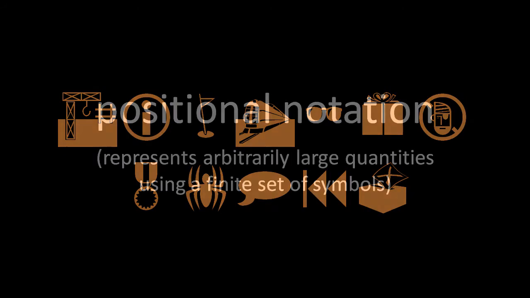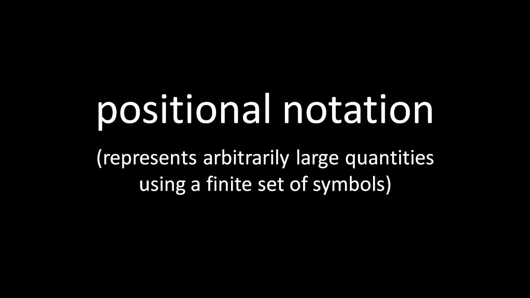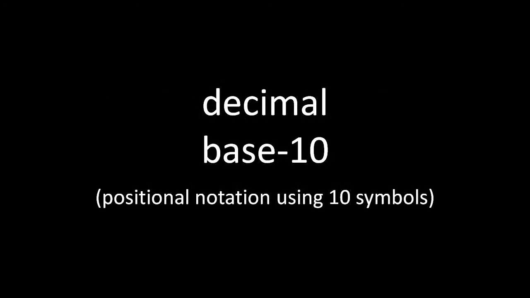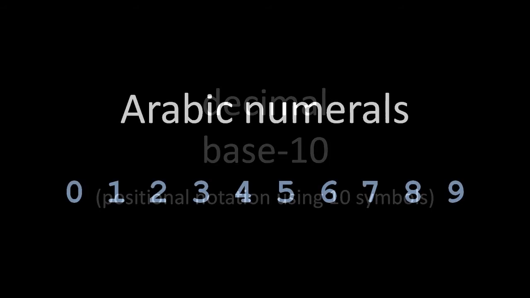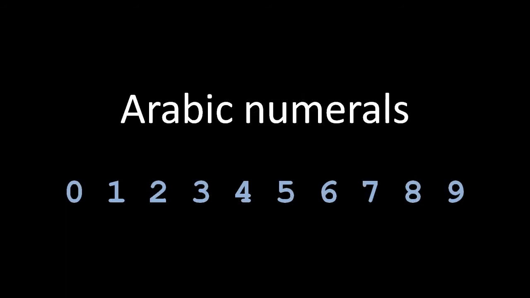A much better solution is to use what's called positional notation. Positional notation represents arbitrarily large quantities using a finite set of symbols. The decimal system that you're familiar with, which we also call base 10, is in fact positional notation. It's the positional notation system that uses 10 symbols. The 10 symbols we use in the West are called Arabic numerals. Ironically, in the Arab countries today, they use a different set of numerals that is sometimes called the Indian numerals, sometimes called the East Arabic numerals, as opposed to what we use, which are called the West Arabic numerals. And in India, they use what are called the Devanagari numerals.